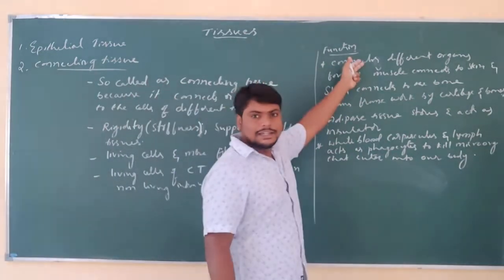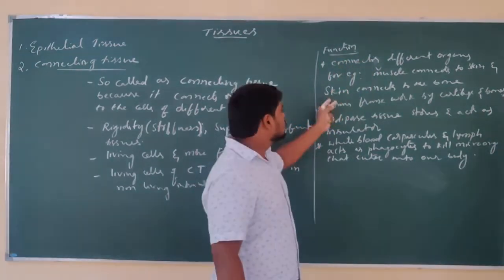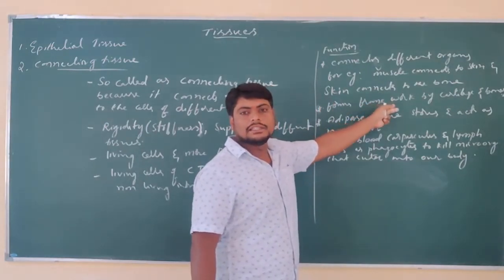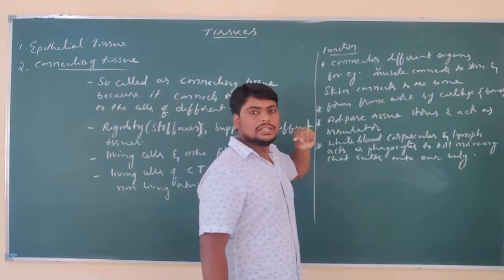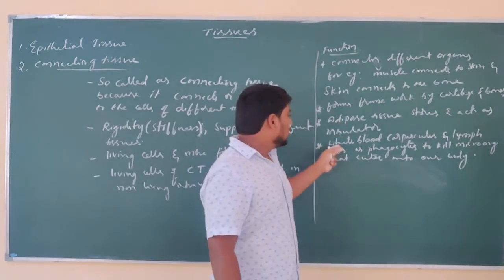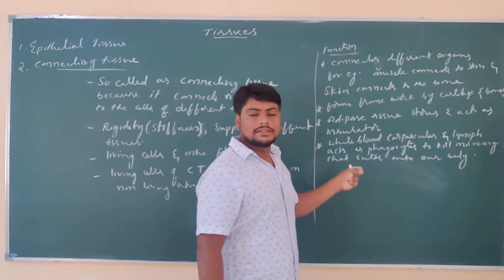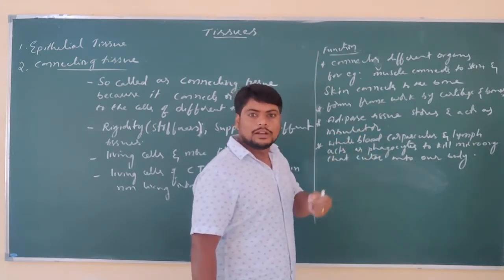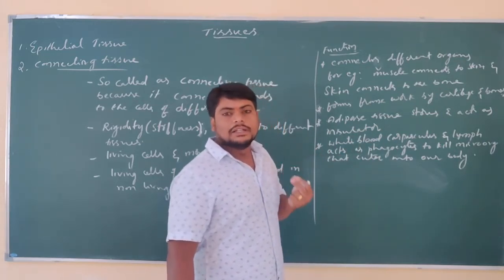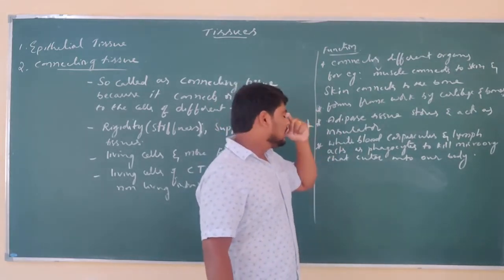So they connect different organs, particularly muscle to the skin and skin to the muscle. That is the thing. Also they form the framework of the skeleton, and for this, cartilage and bones are essential. The adipose tissue stores fat and acts as insulator. And the white blood corpuscles as well as lymph act as phagocytes to kill pathogens or microorganisms entering our body, and that helps to protect us from diseases. These are some of the important functions of the connecting tissue.